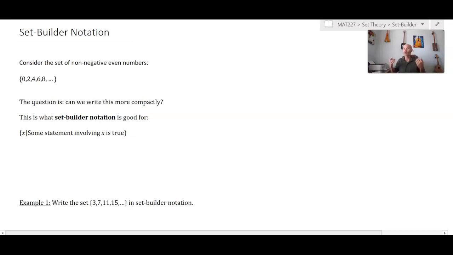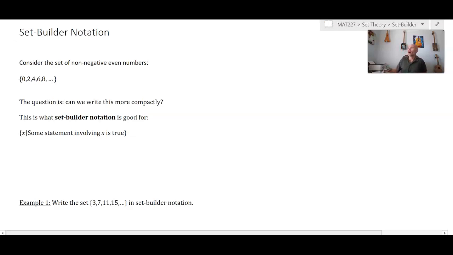Sometimes sets can be quite large. In fact, sets can contain an infinite number of values. And especially in such cases, we might wonder if there's a nice, compact way to express that. So let's consider an example.